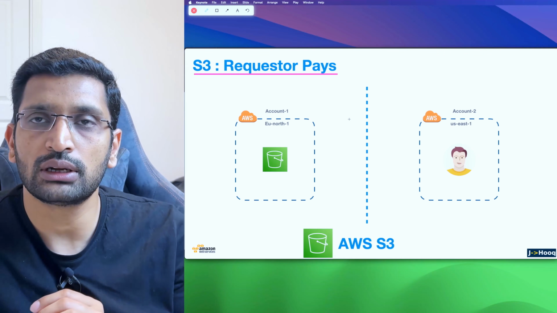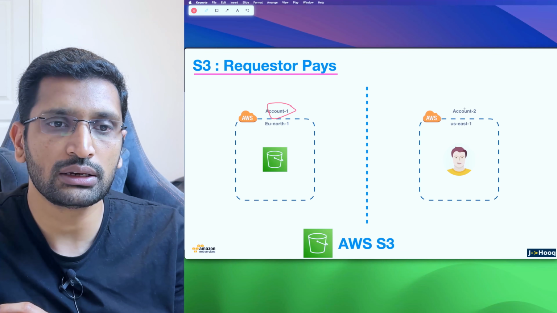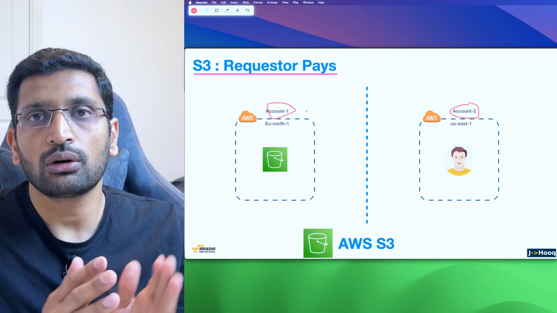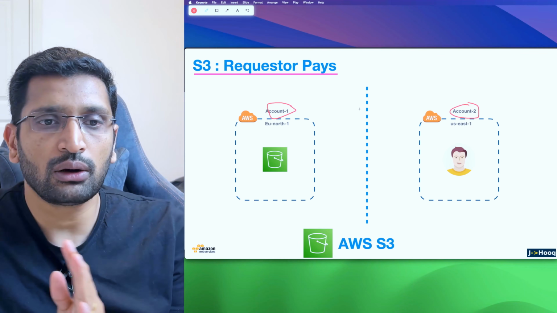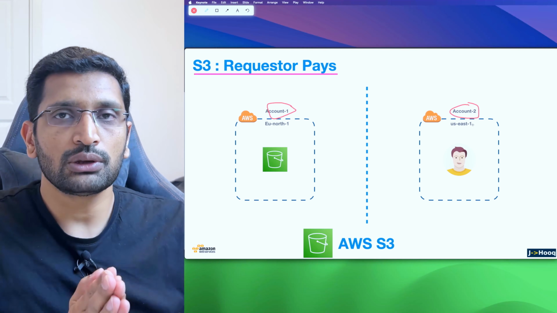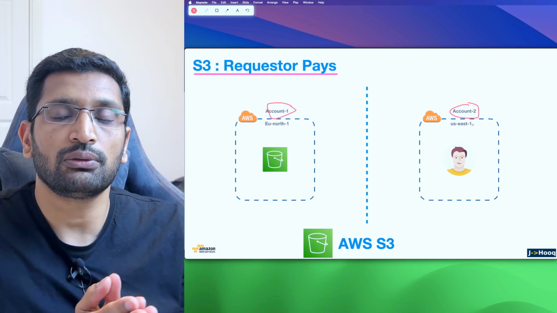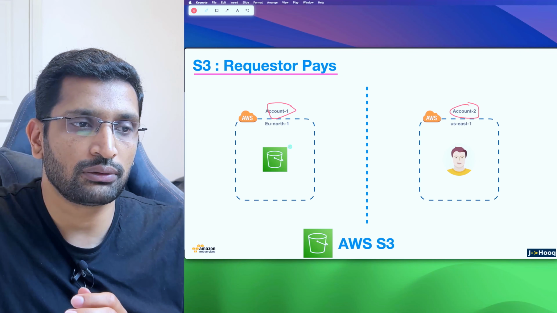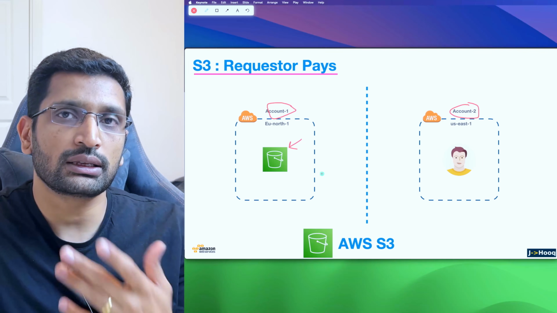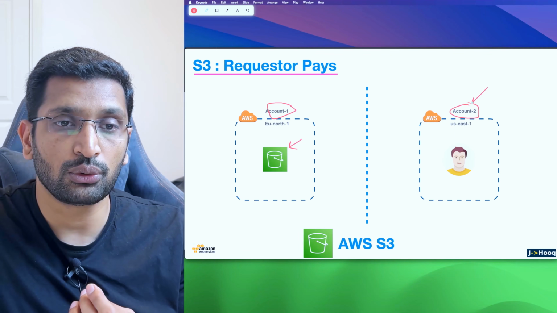So here on this diagram, you can see there are two AWS accounts, account 1 and account 2. Account 1 is the owner of your S3 bucket, but account 2 is not the owner of your S3 bucket. Suppose you're deploying or running an application which is hosting some of your content on your S3 bucket, and this S3 bucket needs to be accessed by some other person, in this case account 2.